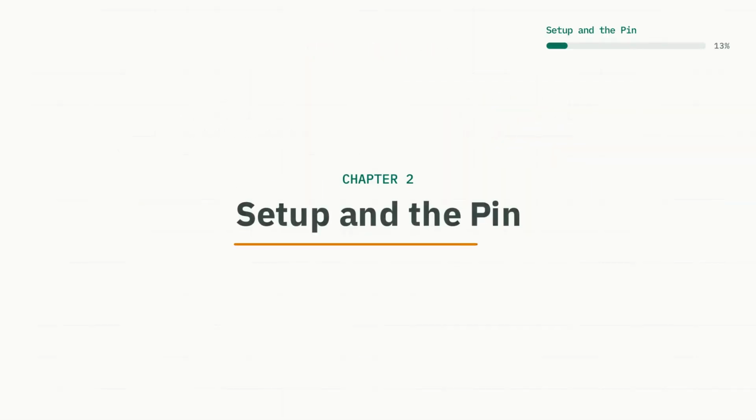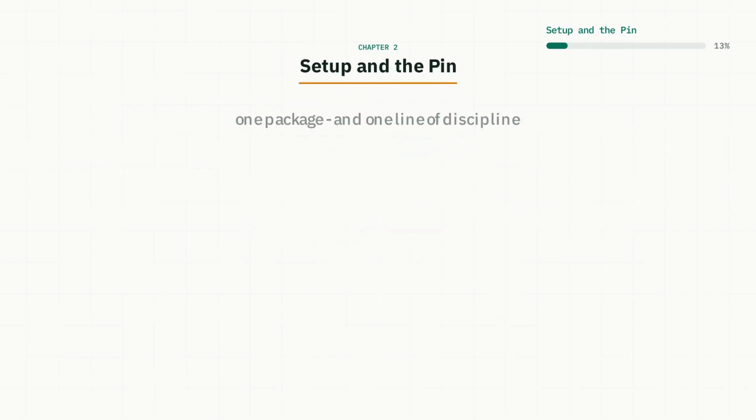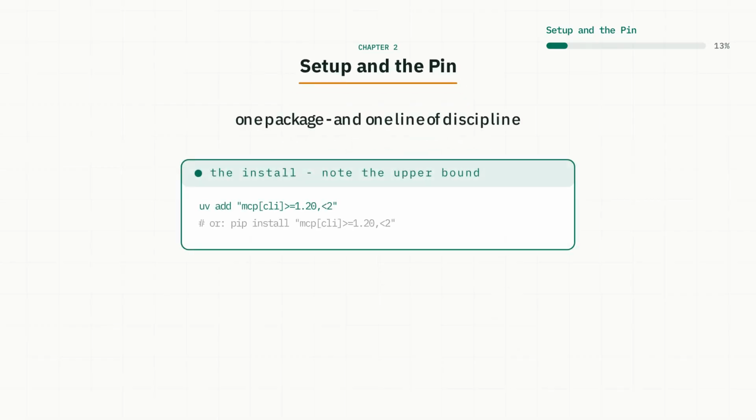Chapter 2, Setup and the pin that matters. You need a recent Python and one package, the official MCP SDK with the command line extras. Install it with an upper bound below version 2. On screen, the exact line.